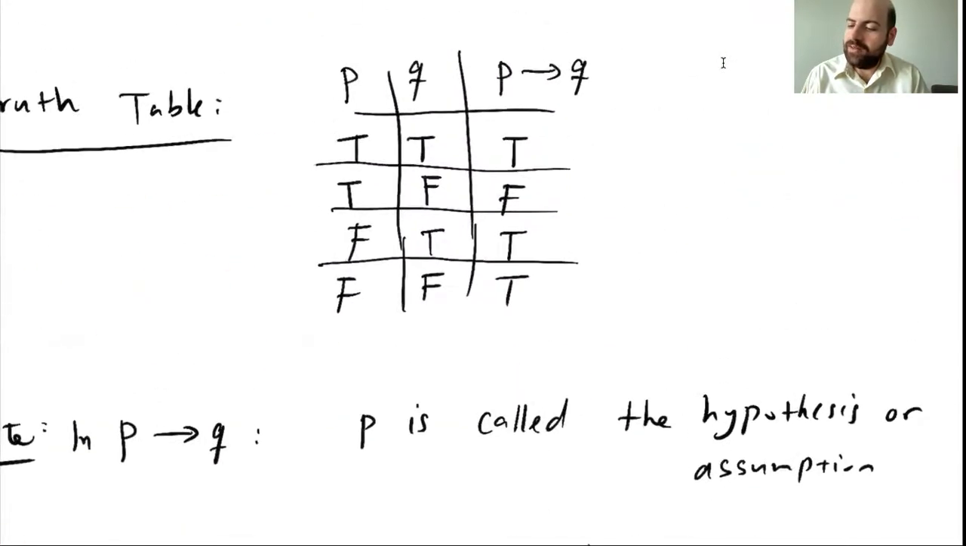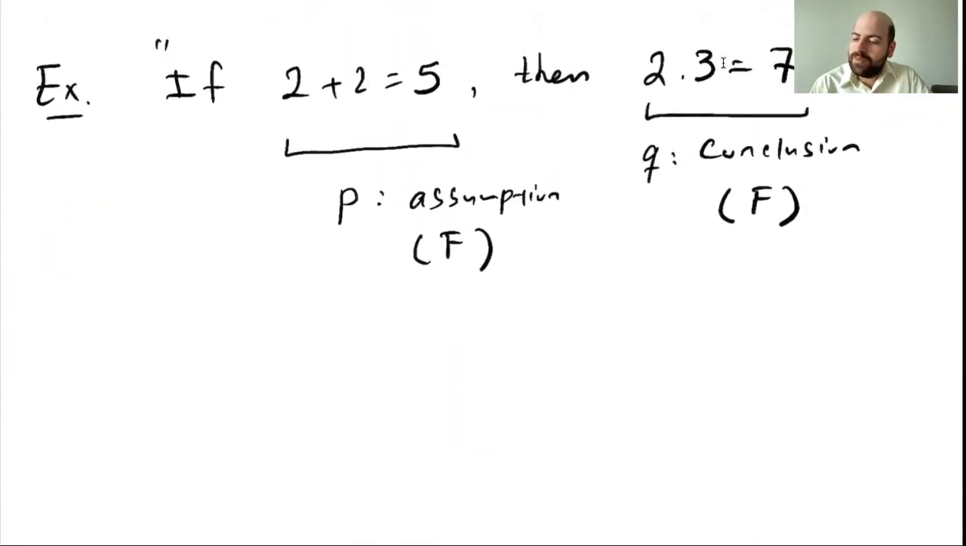And false implies false. So let's look at the table. If P is false and Q is false, P implies Q is true. So P implies Q is always true, except in the case where P is true and Q is false. Only in that case, P implies Q will be false. In all other cases, P implies Q will be true. So this whole statement is true. False implies false is true.